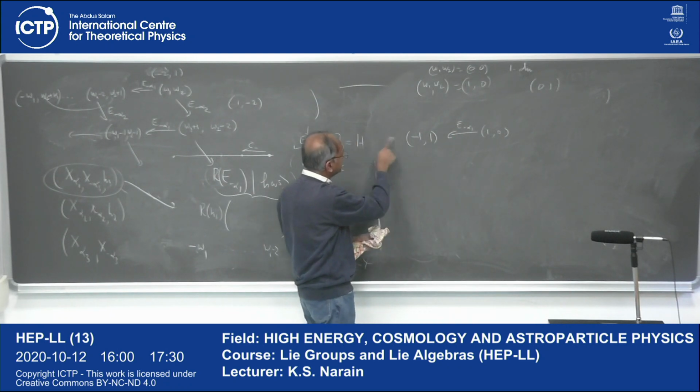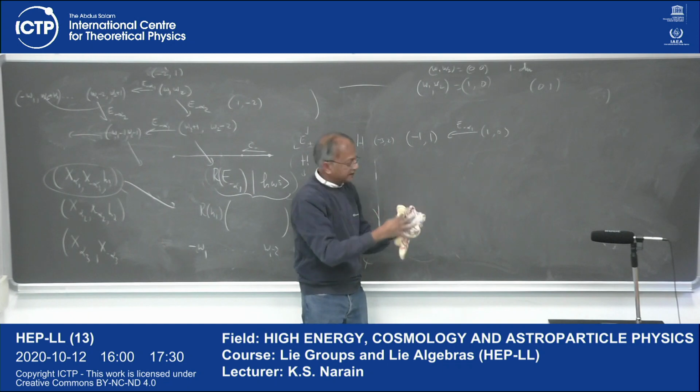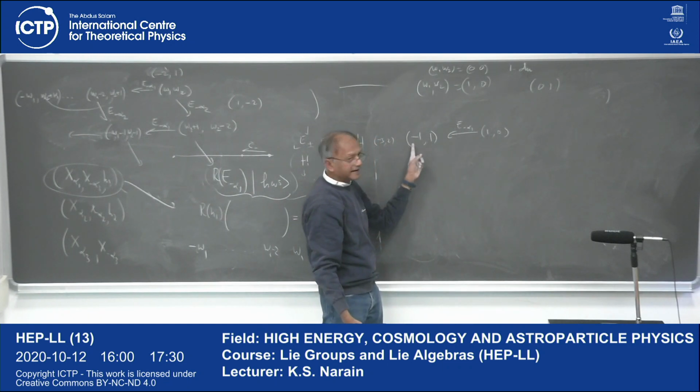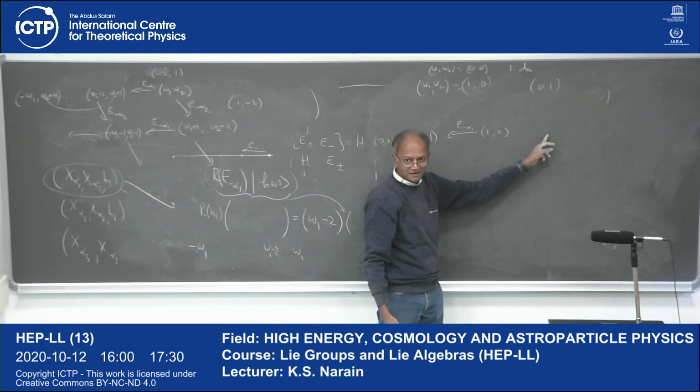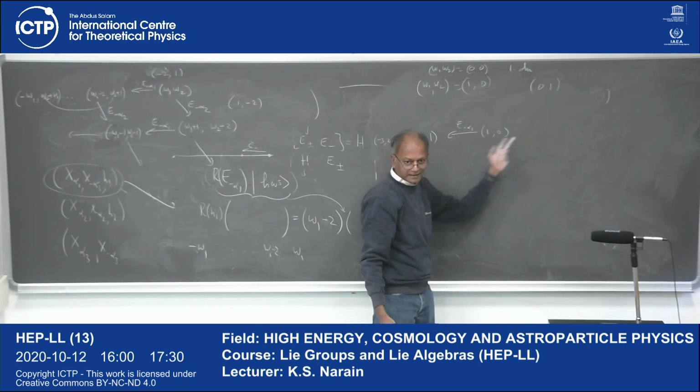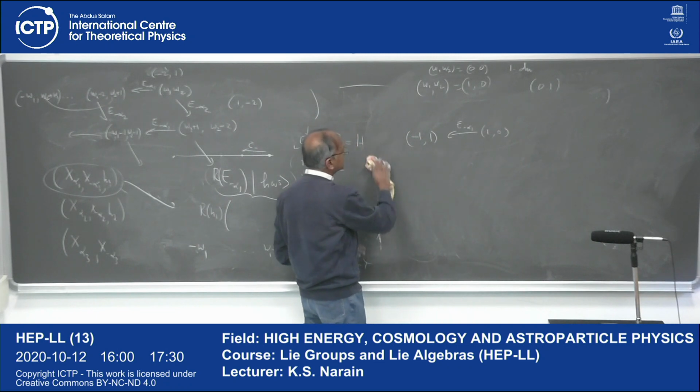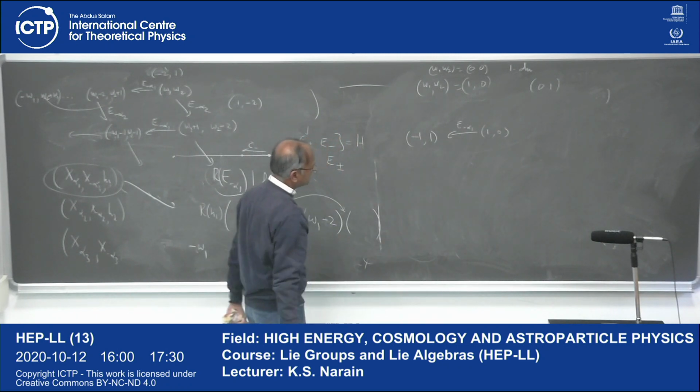If I had continued here, I'm going to get a minus 3, comma something. But there is no 3, I mean, for every eigenvalue here, there should be a negative. If there was a minus 3, there should have been a plus 3. No? So that cannot happen. So it stops here, because it's a doublet.